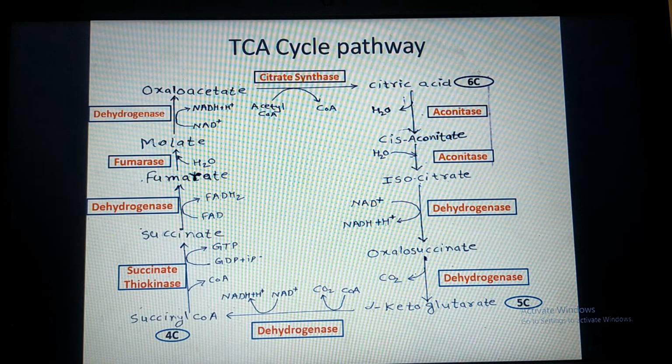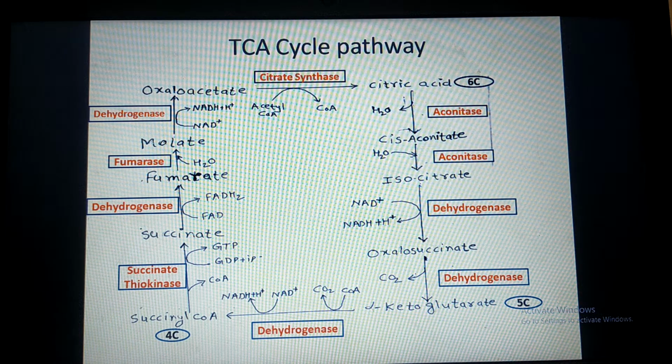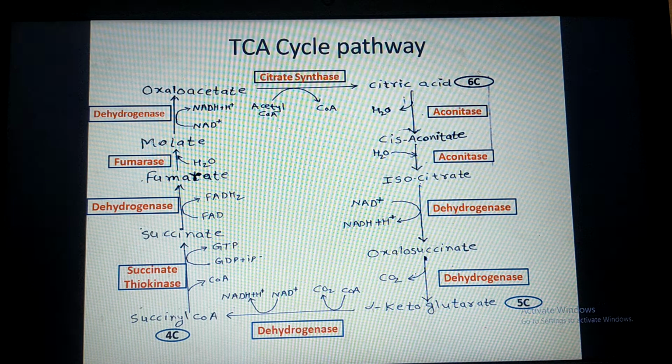So this is the TCA cycle pathway. In the first step, the 4-carbon oxaloacetate combines with 2-carbon acetyl-CoA to form 6-carbon citric acid, which is the first compound in this pathway. The enzyme required for this step is citrate synthase. Here coenzyme A from acetyl-CoA is removed.